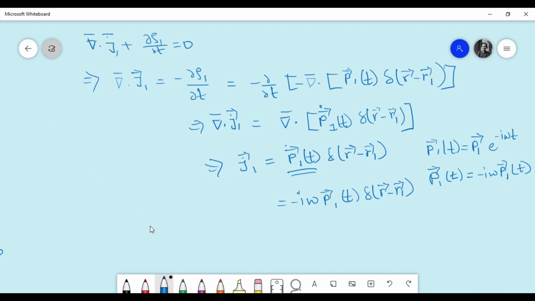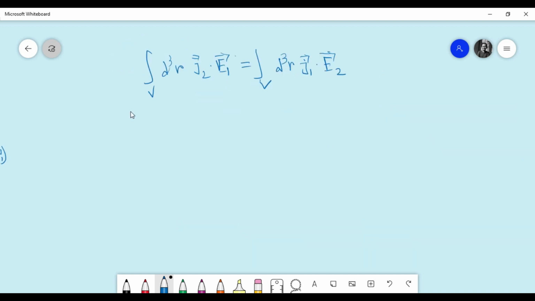And for the J2 current density, we get a similar relation, but the Dirac delta function will be centered at the R2 position. Now use these relations in the result that we found in part B. So in part B, we actually got this relation here. So we're just going to put the expressions of J2 and J1 here.